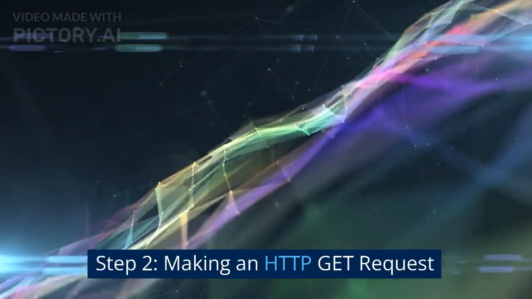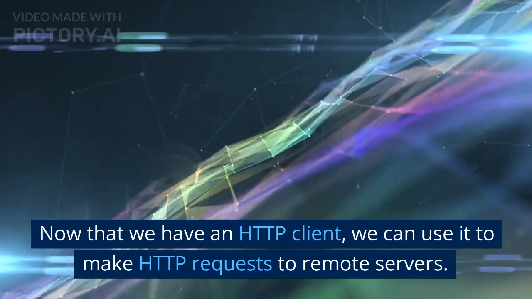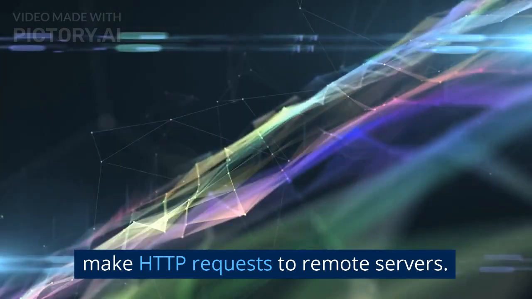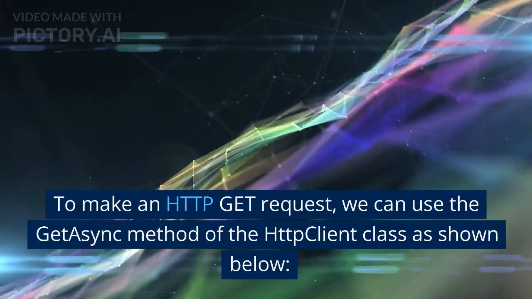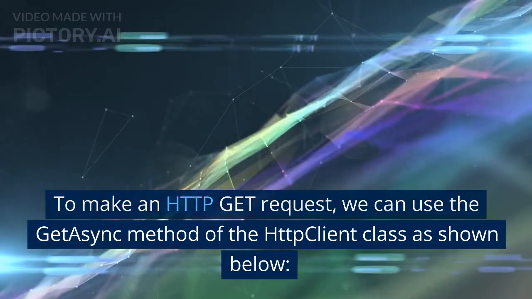Step 2. Making an HTTP GET request. Now that we have an HTTP client, we can use it to make HTTP requests to remote servers. To make an HTTP GET request, we can use the GetAsync method of the HttpClient class as shown below.